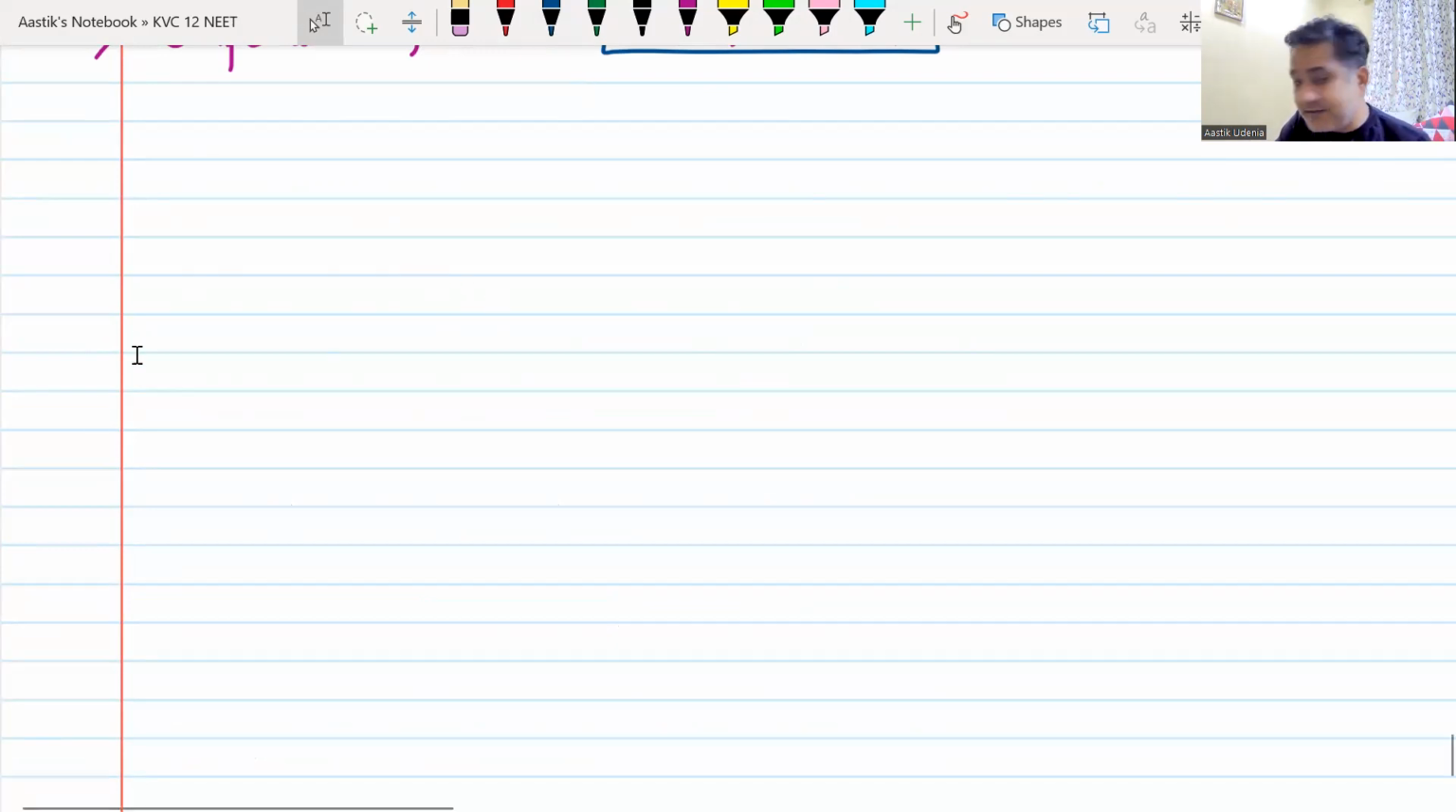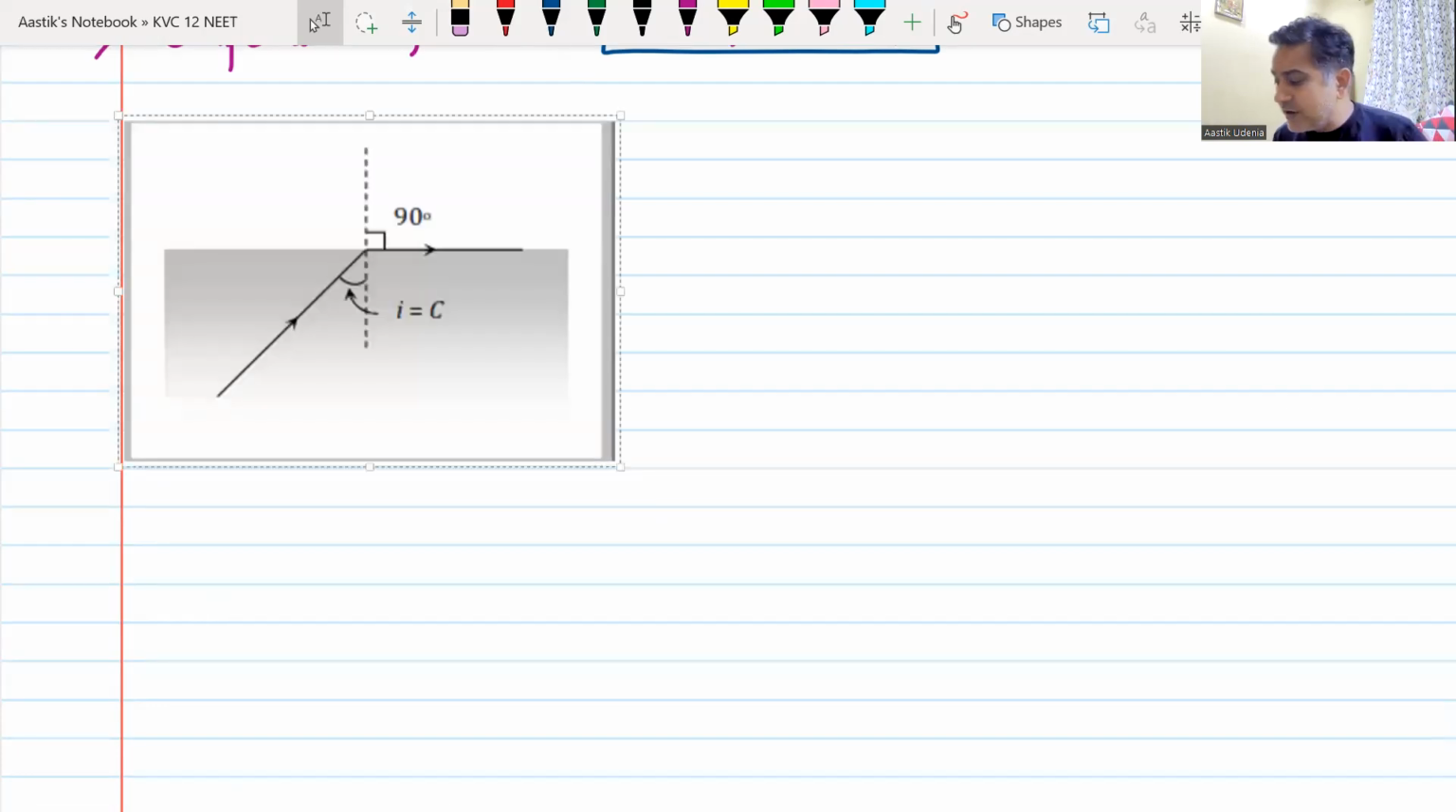So what we were discussing was very simple, that when light goes from denser medium to rarer medium, it will bend away from the normal. Now, once I increase the angle of incidence, at some point the angle of refraction becomes 90 degrees. That angle of incidence is known as critical angle. We understand this?